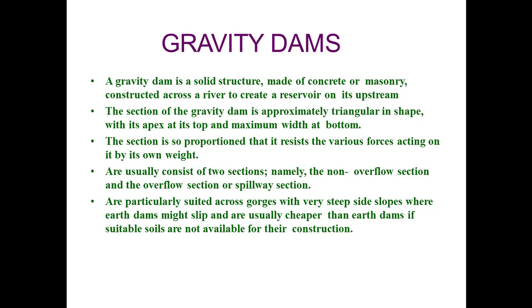Gravity dams usually consist of two sections, namely the non-overflow section and the overflow section or spillway section. Gravity dams are particularly suited across gorges with very steep side slopes, where earth dams might slip, and are usually cheaper than earth dams if suitable soils are not available for their construction.